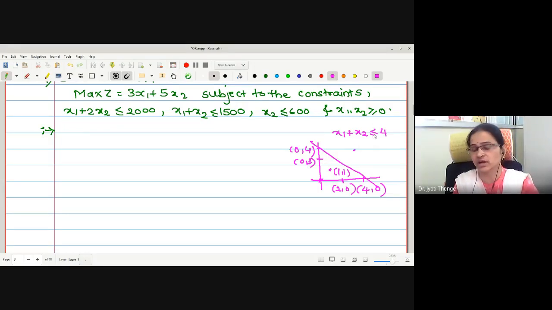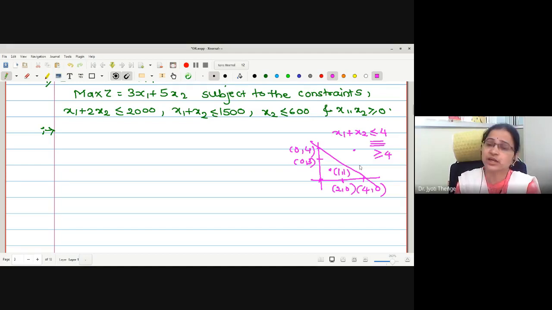Therefore, whenever the constraint is of less equal type, we will consider the region below the line, and whenever it is of greater equal type, we will consider greater. Same inequality, if I reverse it to greater equal 4, then whether the points below the line will satisfy the inequality? No, obviously not.